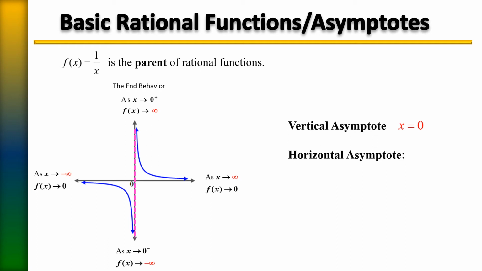What about a horizontal asymptote? So a point on y where the graph does not touch at all. And yes, it is going to be at y equals 0. That is your horizontal line there that the graph will never touch, get close to, but never touch. So we have a vertical asymptote again at x equals 0, and we have a horizontal asymptote at y equals 0. And this is the basic parent function of rational functions.